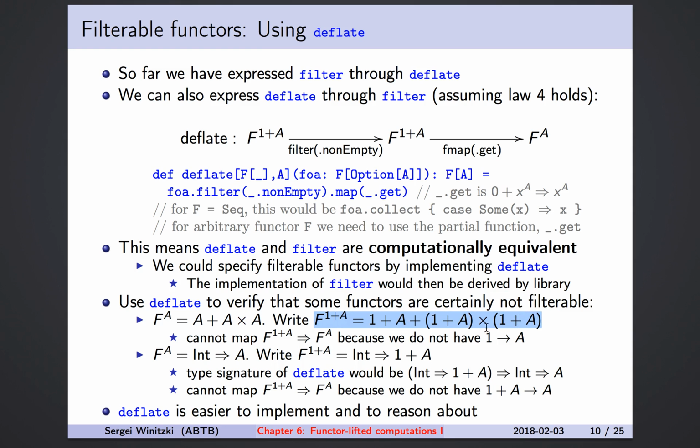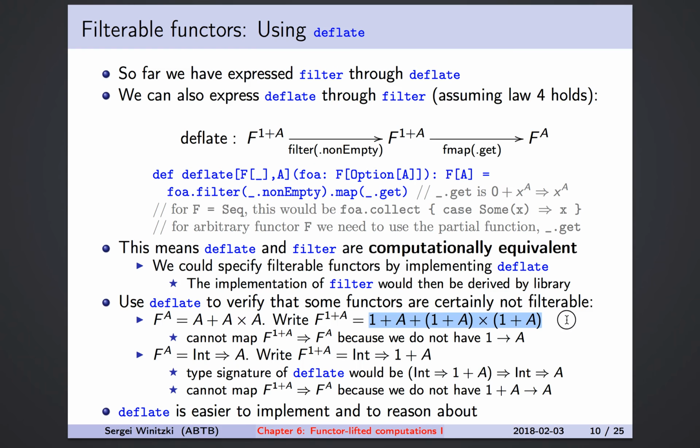Now mapping f of 1 plus a to fa means I'm mapping this type to this type. So I have a function from this type to this type. This function cannot be implemented because the argument contains the unit part of the disjunction. If the argument is unit, I need to produce a value of this type, but I don't have any a's. All I have is a unit type. If I'm in any of these parts of the disjunction, maybe I can produce a value of type A, but if I'm in this part of the disjunction, I don't have any values of A.